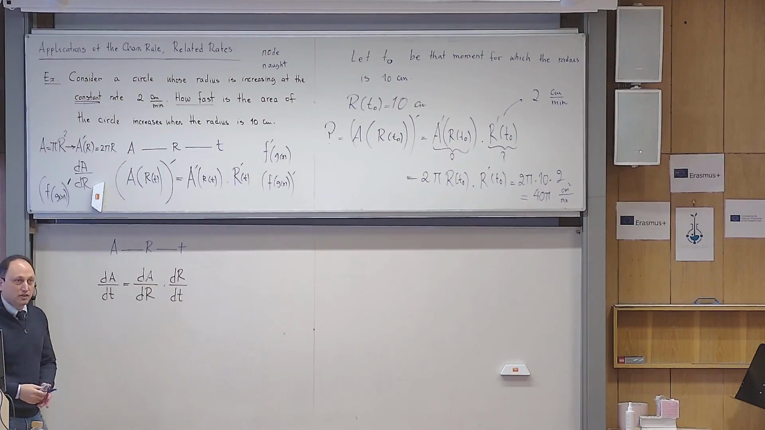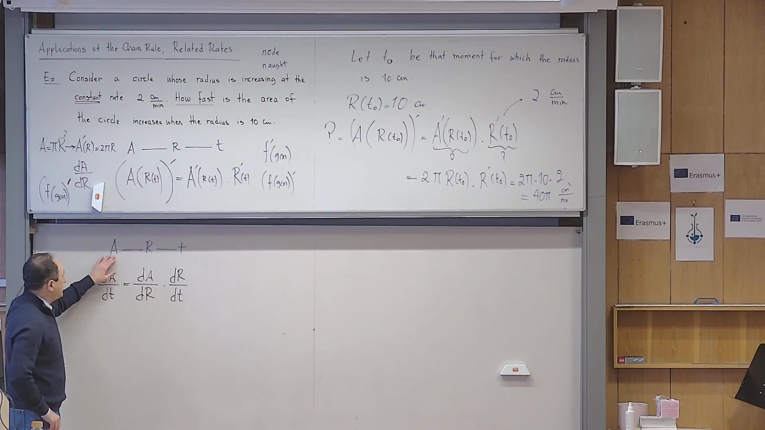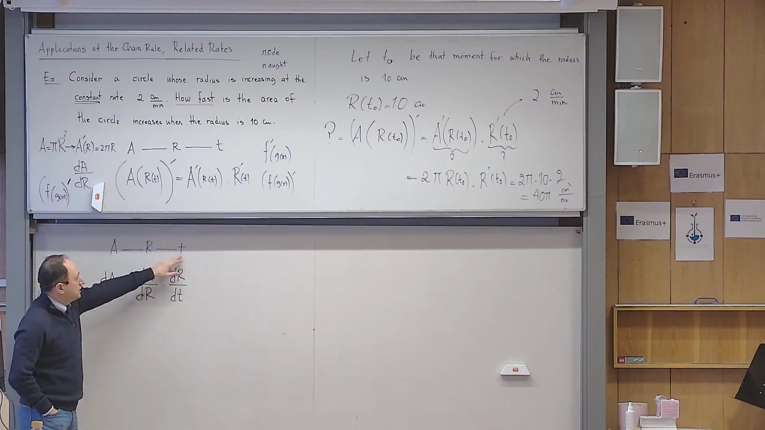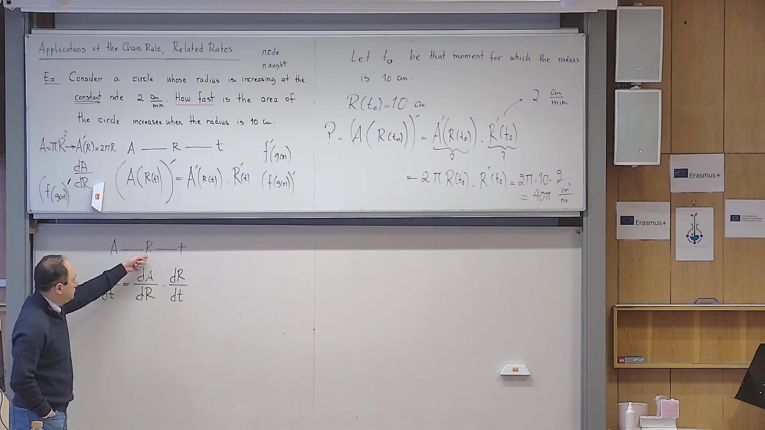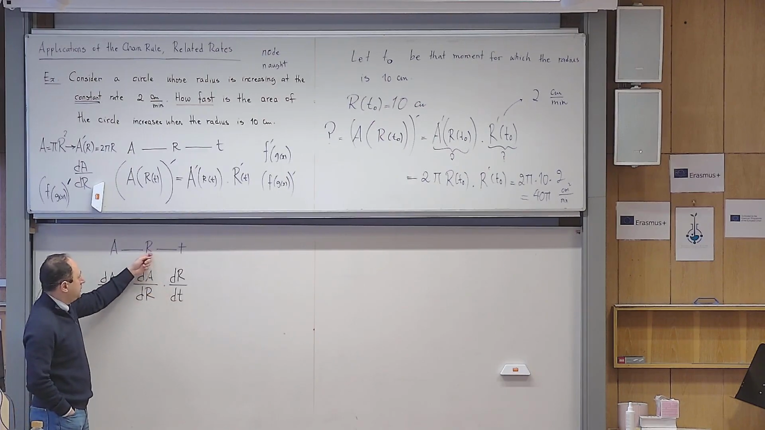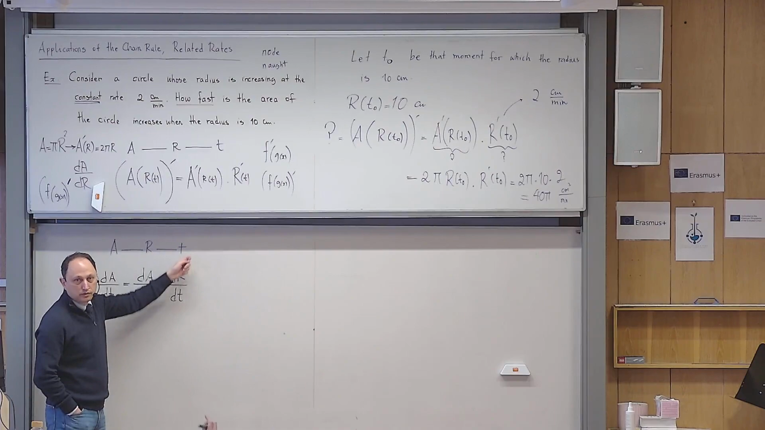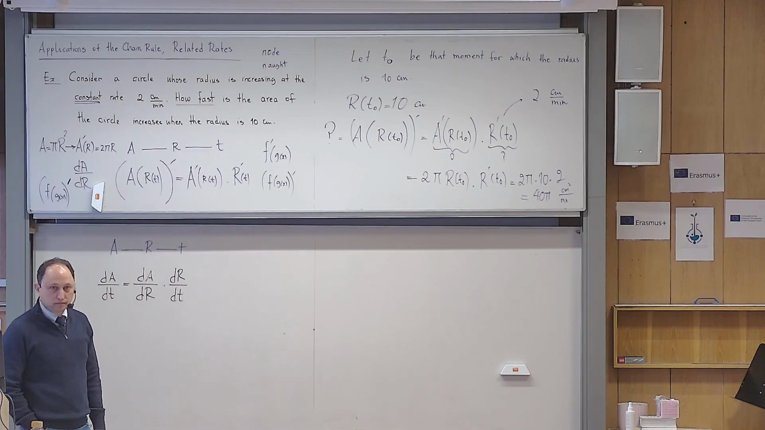Yes? So memorizing it is extremely simple. The derivative of the first quantity with respect to the last quantity is equal to the derivative of the first quantity with respect to the intermediate quantity multiplied by the derivative of the intermediate quantity with respect to the last quantity. Yes? And does this, if you have like an arbitrary number of... Yeah, this follows. Yes, it follows.